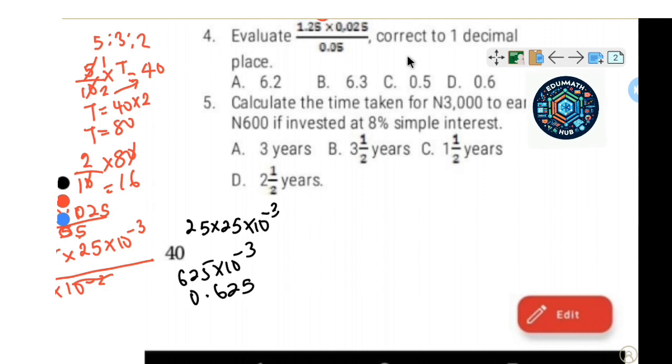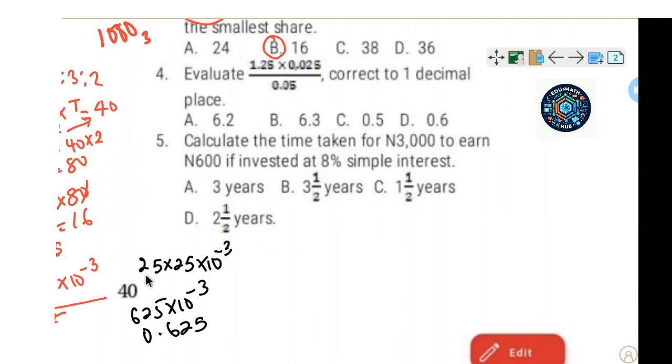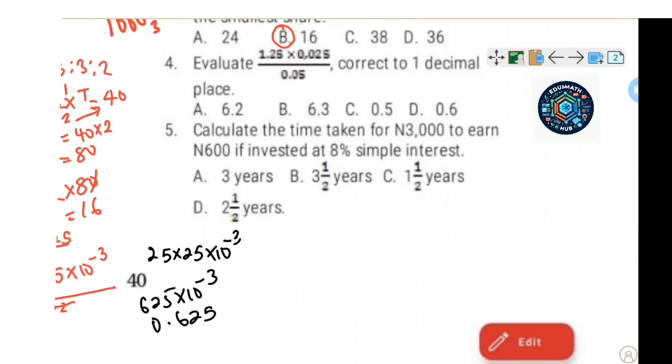But the question is you have to correct it to one decimal place. So we have to put it in one decimal place. One decimal place means it should just be only one number after a decimal point. So this should just be 0.6. You can see from here, it should just give you 0.6. So come to your option, look for that there.